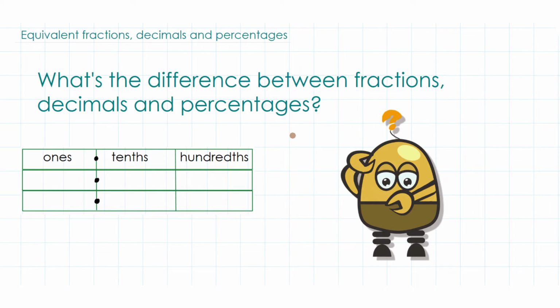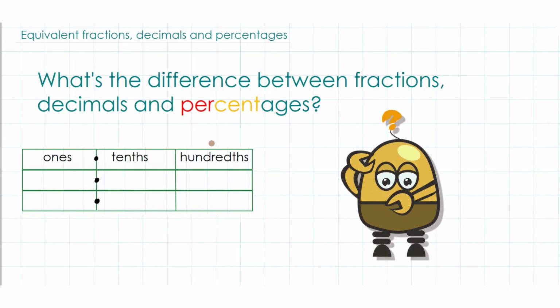Now, what about percentages? Do you know what percent means? Per means out of: kilometers per hour, kilometers out of 1 hour. And cent, you probably know from words like century or from foreign languages like French or Spanish, that cent means 100. So percent means out of 100. So a percentage is a fraction out of 100. It only has one denominator. So it's like a decimal, but a decimal only out of 100.